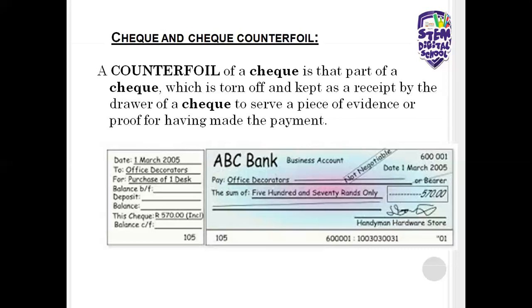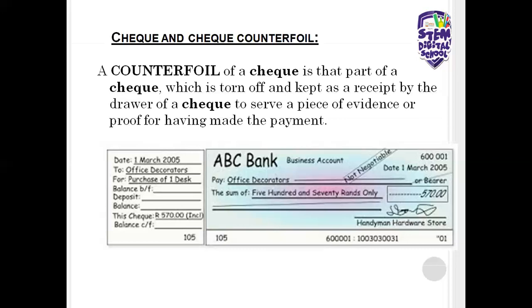So when you get back to the business and you want to write these details in, like in the journals, then you're going to get all the information from the check counterfoil. Look, for instance, you will see on both sides, the check and the check counterfoil, the date is going to be the same, the 1st of March 2005. Who did you pay? Office decorators. You will see it on both sides. The amount, 570 Rand, is on both sides. On the check, it's going to be in words and figures.